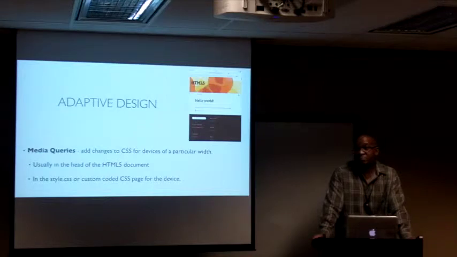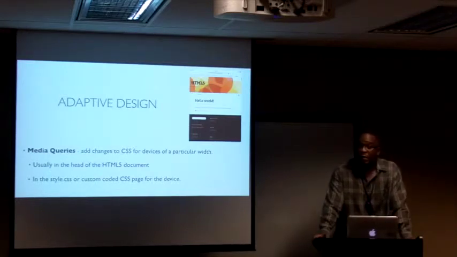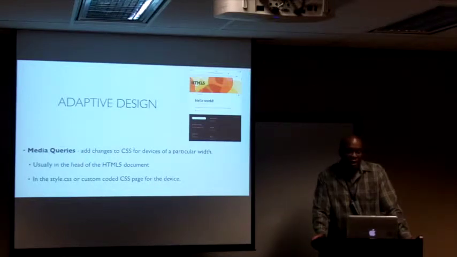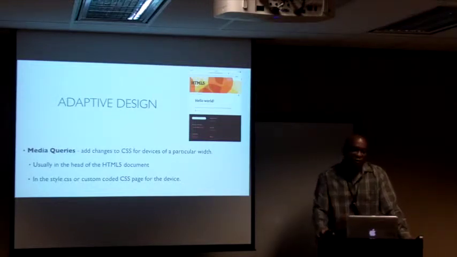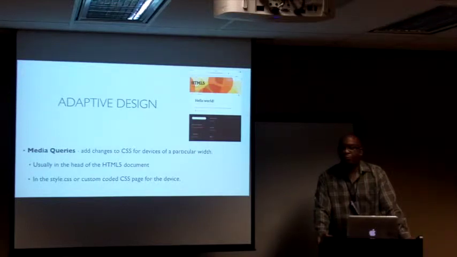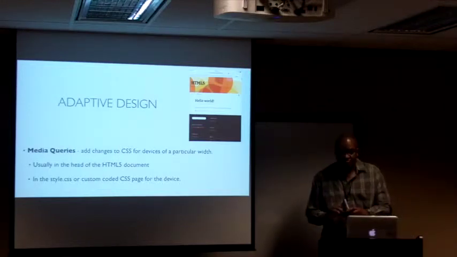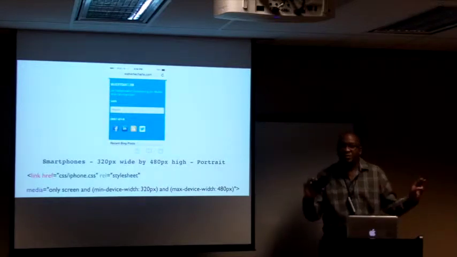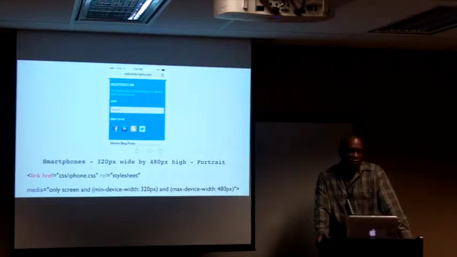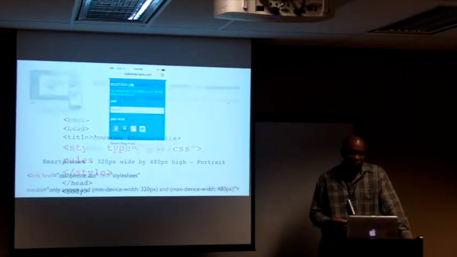Media queries is probably one of the most powerful things that is going on with HTML5, and what you can do with media queries. Basically, you add changes to the CSS for a particular width. For email, it would be in the head of the document. Usually for a website, this is an image of a WordPress website. I work on WordPress quite a bit. It would be as a separate page. This is an example of the code in a separate page, basically portrait for a smartphone. That is the traditional or the classic piece of code that uses the reference to the link, the style sheet.